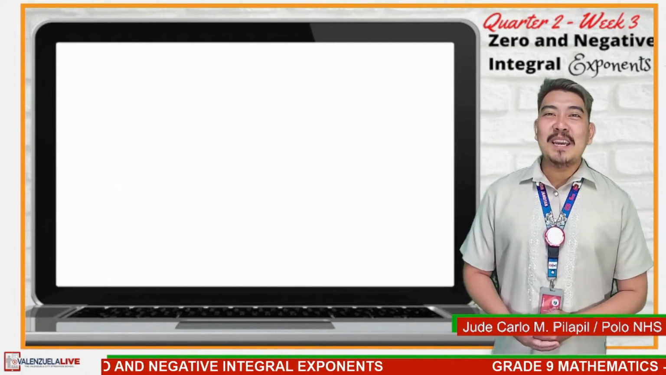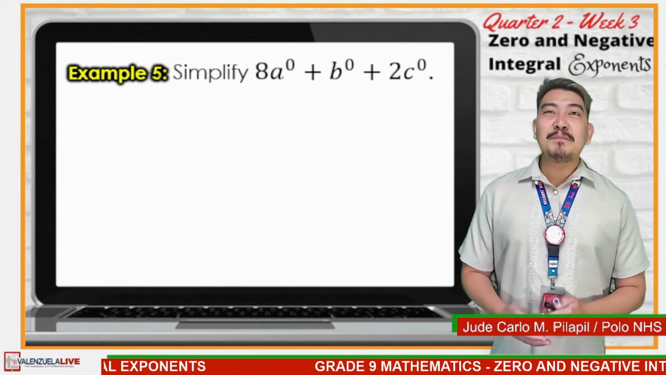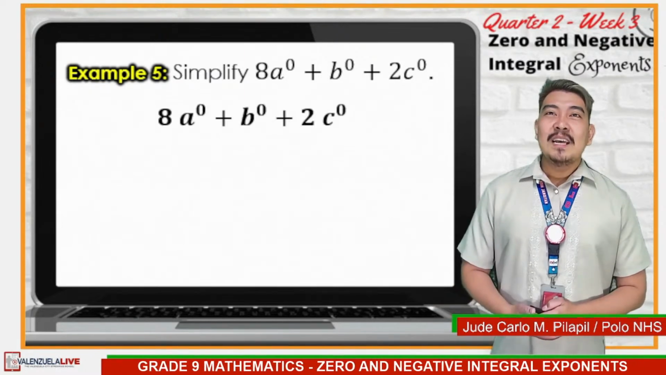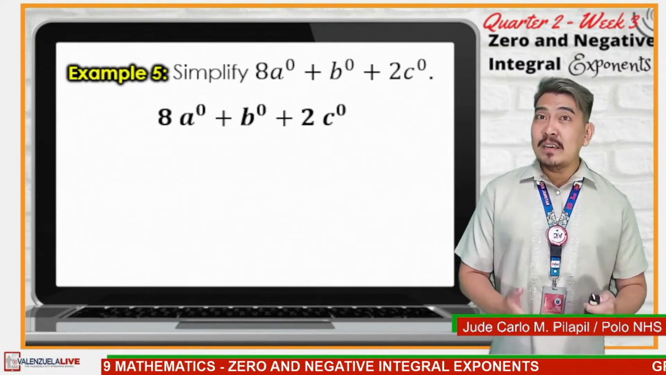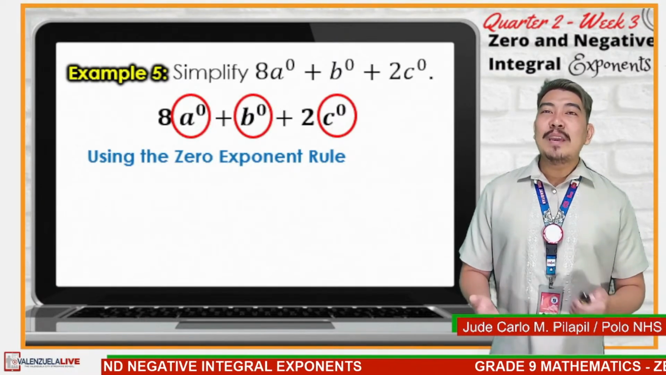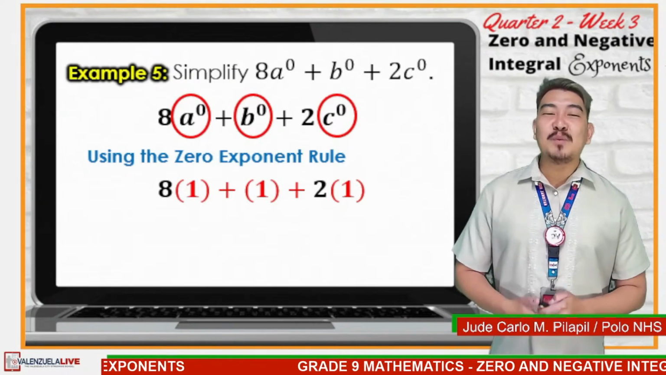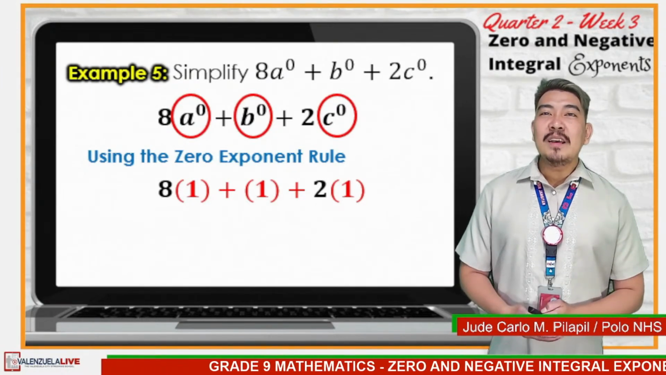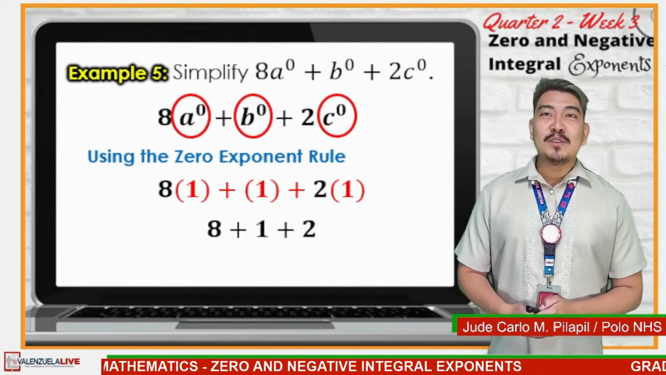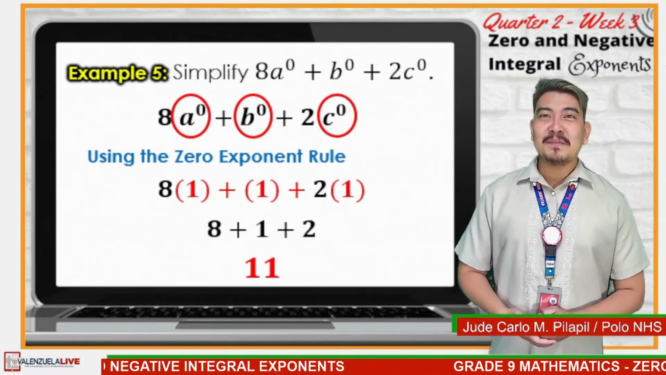The last item is: simplify 8a raised to 0 plus b raised to 0 plus 2c raised to 0. As we can see, the variables a, b, and c are raised to 0. Using the zero exponent rule, we have 8 times 1 plus 1 plus 2 times 1. By multiplication, it will be 8 plus 1 plus 2, which is equal to 11. So therefore, this expression is equal to 11.